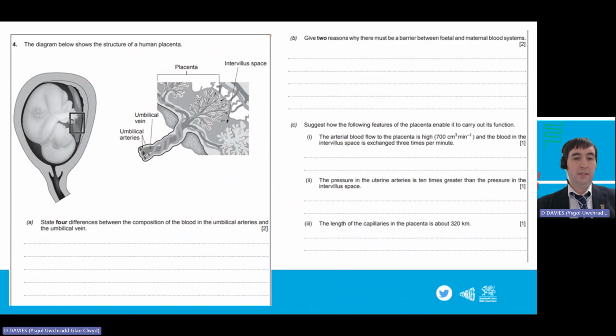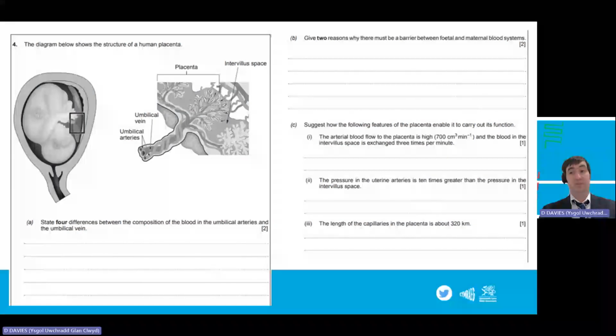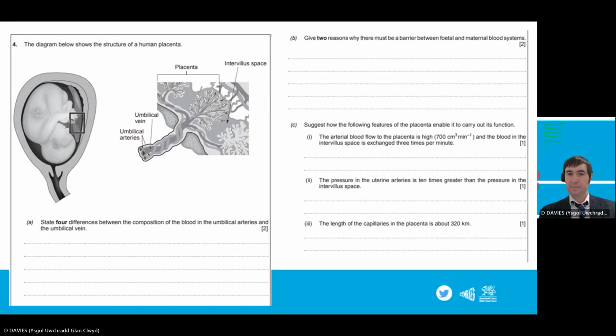Right, next one. State 4 differences between the composition of blood in the arteries and the umbilical arteries and the umbilical vein. Okay, so what's the difference between the blood in arteries and blood in veins? Yeah, that's a nice, easy one. Two reasons why there must be a barrier. Okay, so what are we stopping getting into the baby's blood from the mother's blood? Okay, think about the morning sickness thing I said.